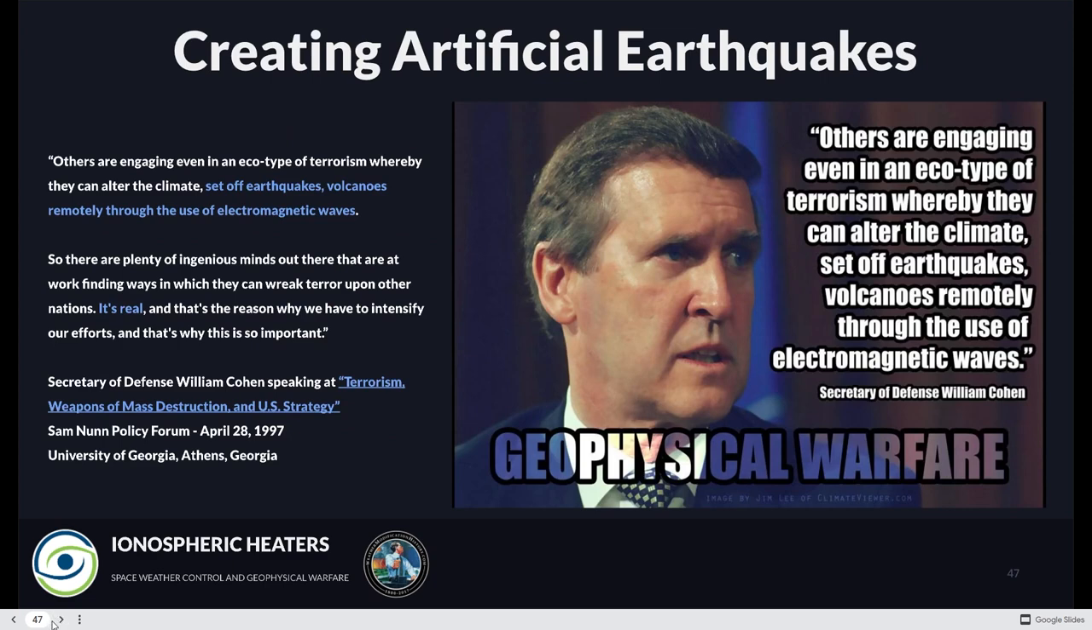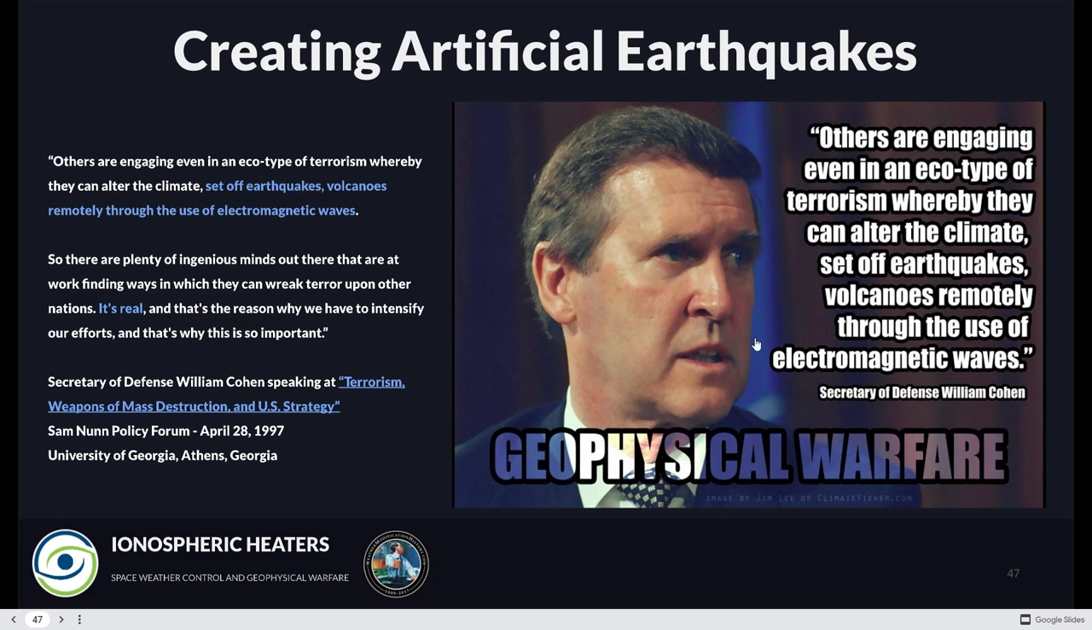Because as Secretary of Defense William Cohen said, others are engaging in an eco type of terrorism whereby they can alter the climate, set off earthquakes, volcanoes remotely through the use of electromagnetic waves. But he goes on. So there are plenty of ingenious minds out there at work finding ways in which to wreak terror upon other nations. It's real. And that's the reason why we have to intensify our efforts. And that's why it's so important.